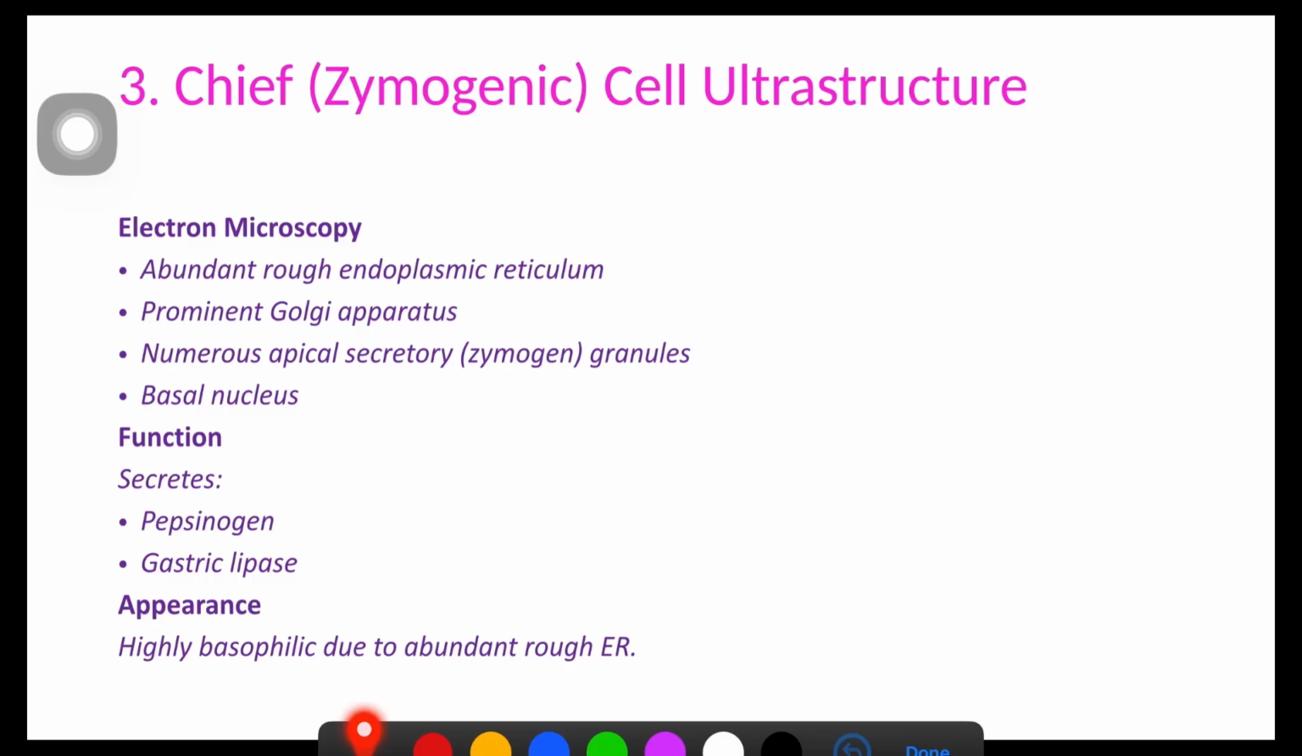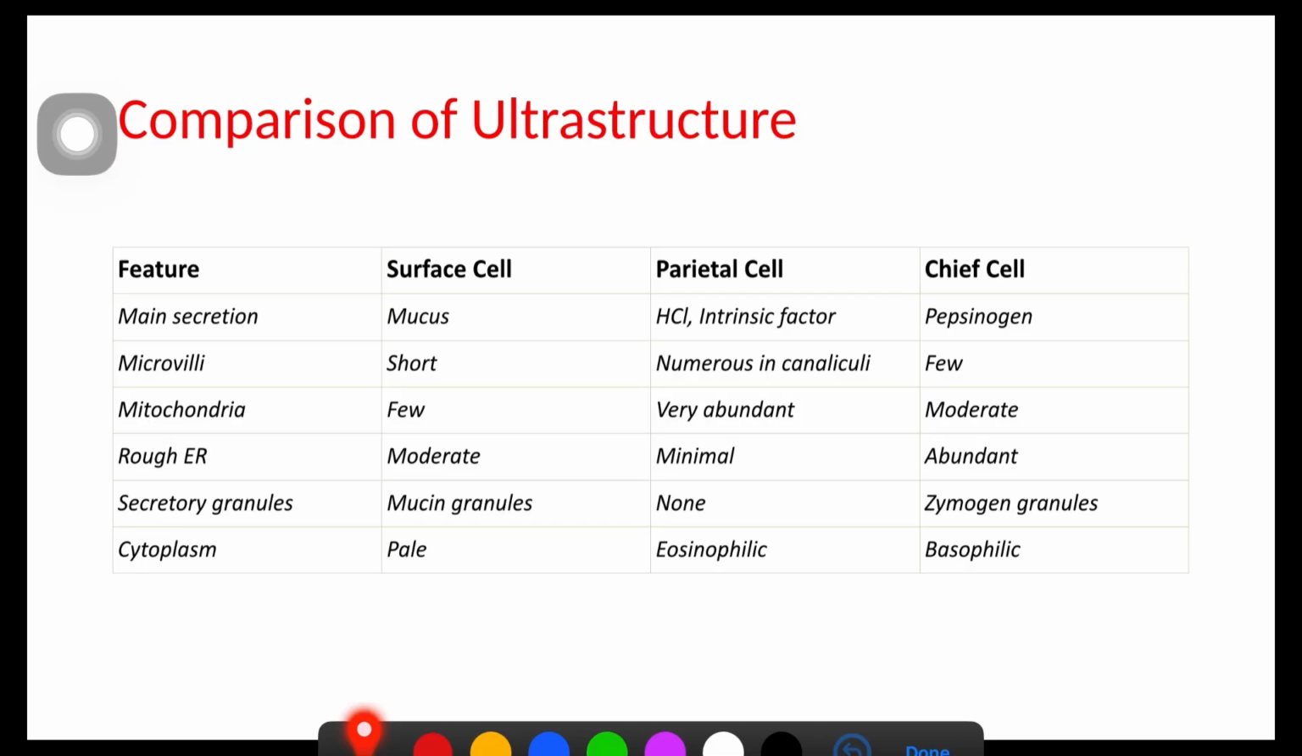If we see the chief cell, it contains abundant rough endoplasmic reticulum. It contains a prominent Golgi apparatus, secretes pepsinogen and gastric lipase, and because of a high number of rough endoplasmic reticulum, it is basophilic in nature.